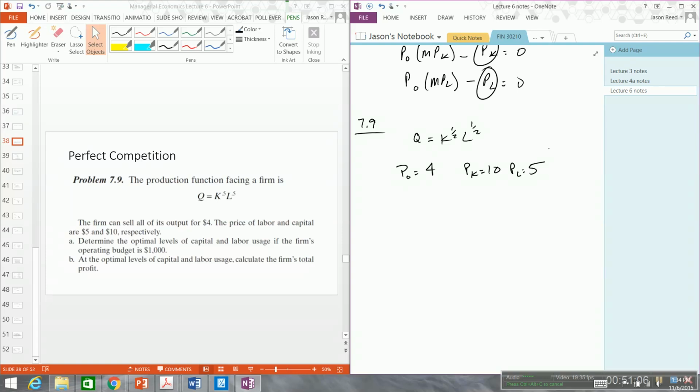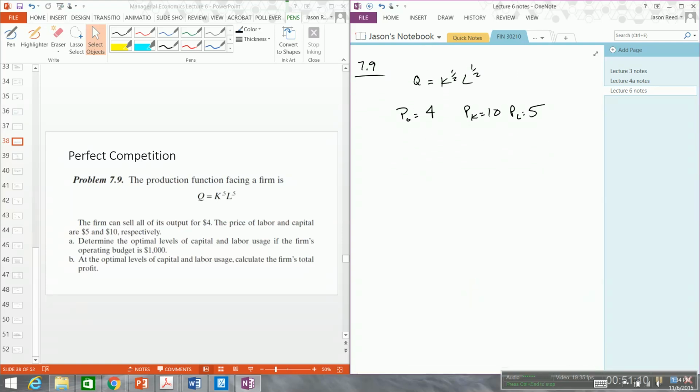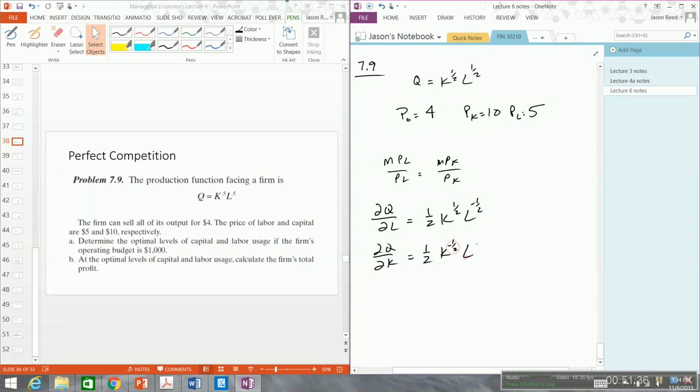So there's a couple things that we can do here. What we could do is use what we know with our optimality. So we could say MPL over P sub L is equal to MPK over P sub K. So let's do that. We have dQ dL, which is going to be equal to 1/2 K to the 1/2 L to the minus 1/2. Then we have dQ dK, which is going to be equal to 1/2 K to the minus 1/2 L to the 1/2.